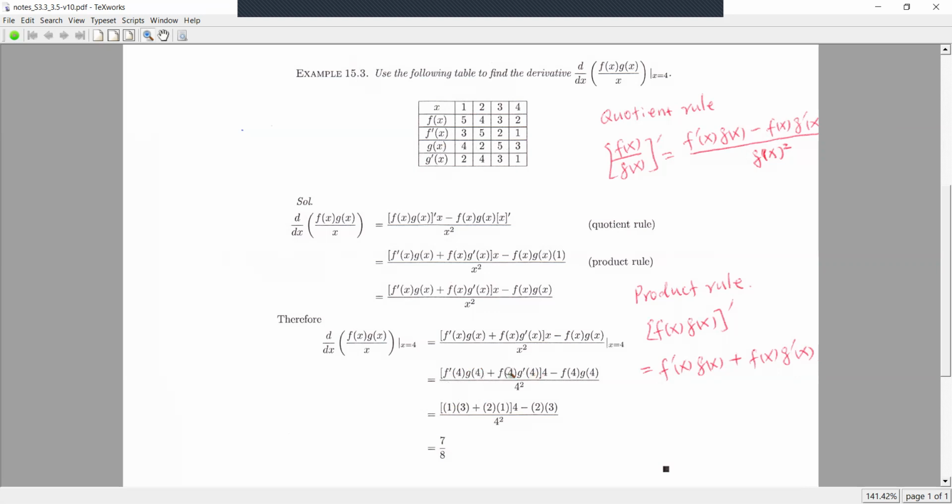Do the same thing for the other function values. Then we have this equation. Using a calculator, this number is 7/8. Therefore, the derivative of this quotient at 4 is 7/8.